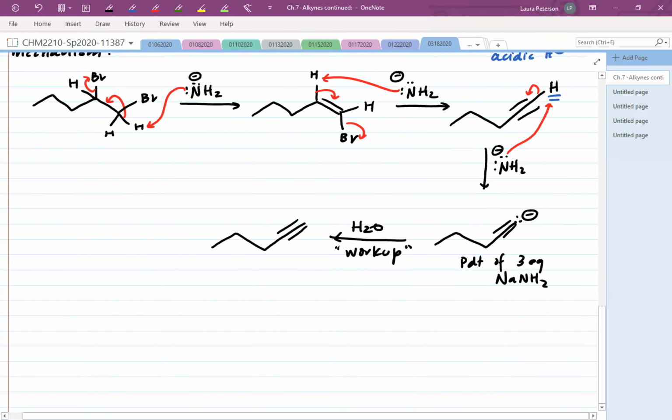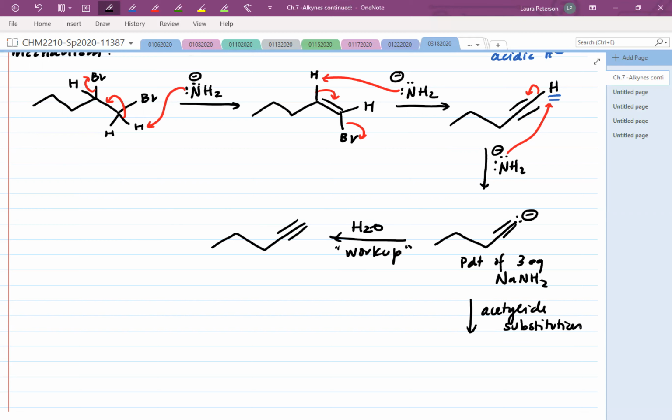But we could also do acetylide substitution here, so I'll make a note of that. If you varied that step, rather than having water as the workup, you could have added in some alkyl halide and done acetylide substitution, as we talked about on Monday. So this highlights the necessity for the 3 equivalents. What you need to keep track of is whether you're making an internal alkyne versus a terminal alkyne, as that will slightly vary the conditions for dehydrohalogenation, although the overall mechanism is similar between the 2 of them.